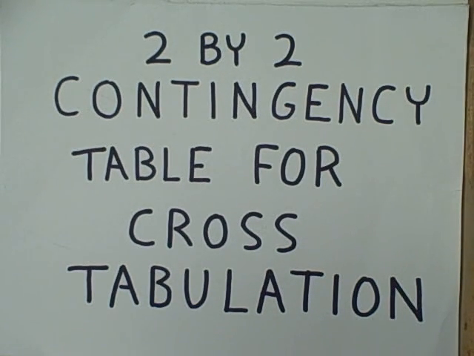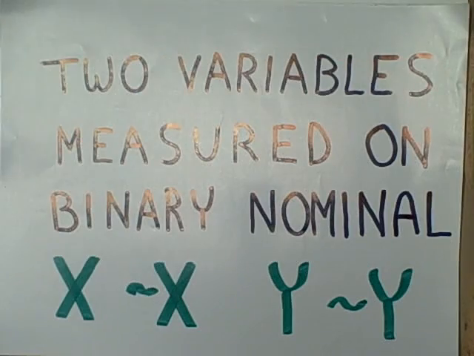Today we're going to talk about the use of the 2 by 2 contingency table, especially for its use with inductive reasoning, forming a table of probabilities useful in cross-tabulation of observed or expected data. So let's talk about what we're really doing here. We're looking at two different variables, and we're going to show the relationship between those variables.